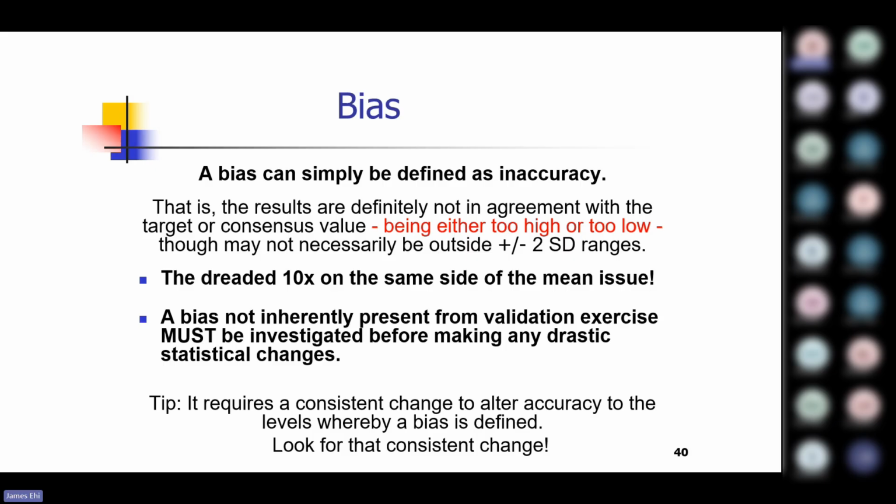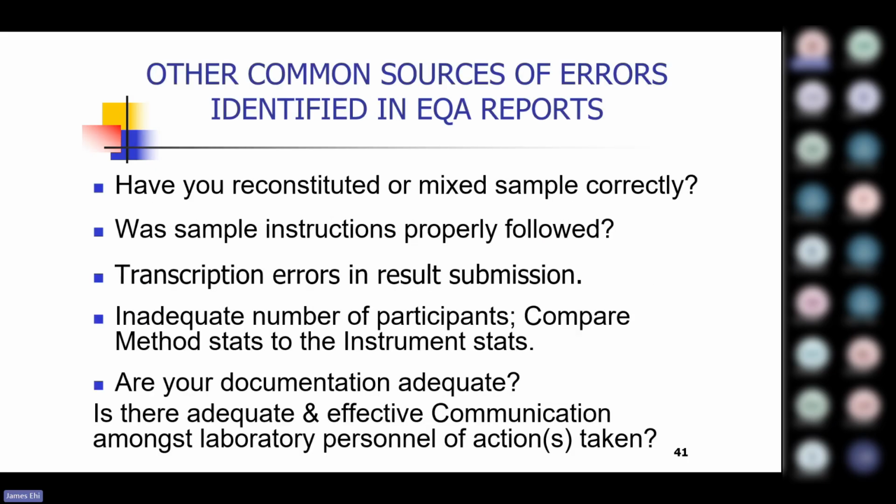A bias not inherently present from the validation exercise must be investigated before making any drastic statistical change. But if it was there from the onset, don't bother yourself making any calculation. It requires a consistent change to alter accuracy to the level whereby a bias is defined. Look for that consistent change. You'll be able to get where it started from.